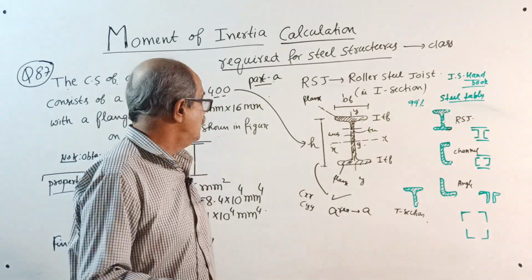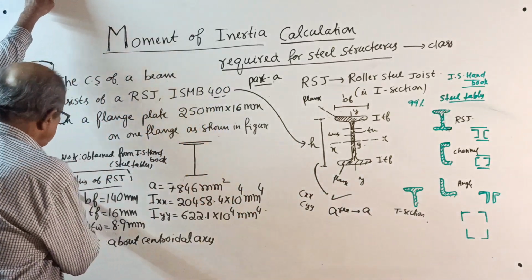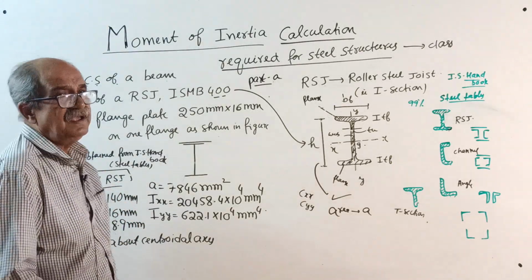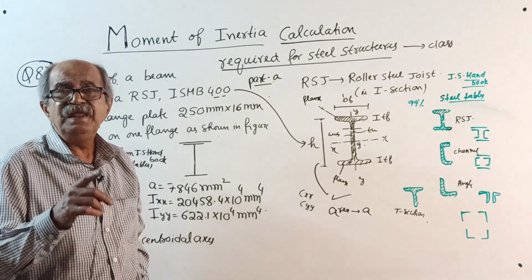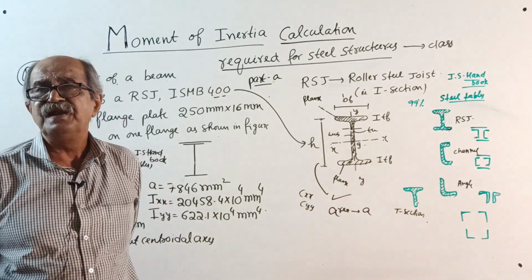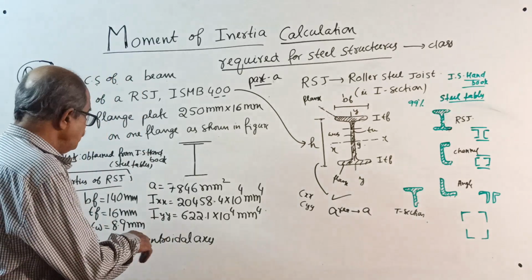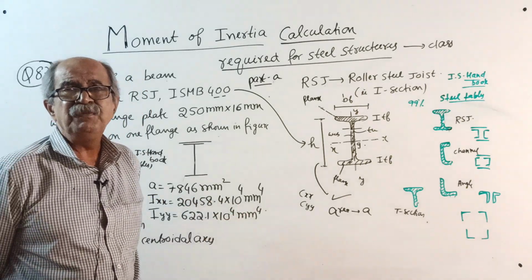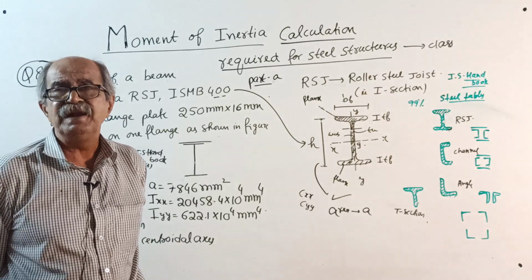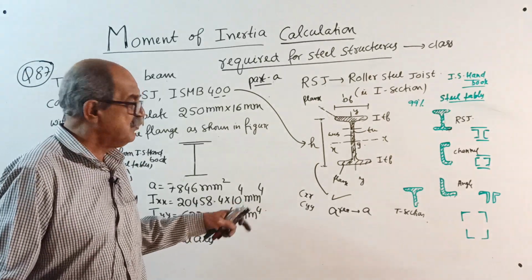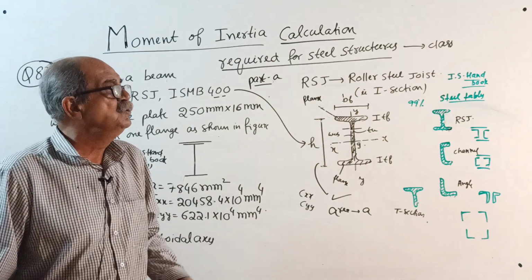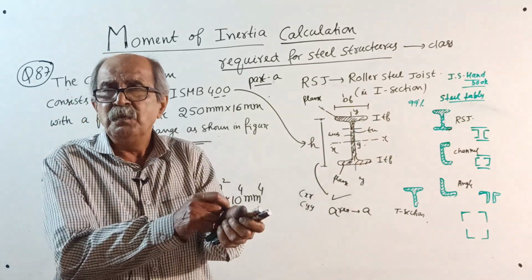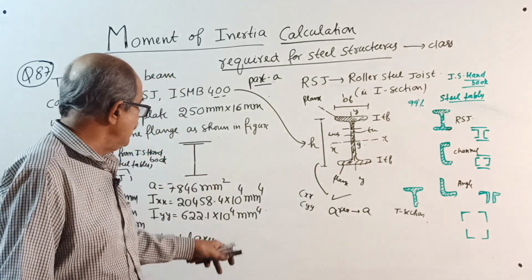Now my first question: properties of RSJ are given, and dimensions are given in millimeters. Area in the handbook is given in centimeter square, but I convert it to millimeter square. How? Multiply by 100. Moment of inertia is given in centimeter power 4, but we want millimeter power 4. I tell my students, read the moment of inertia from the handbook in centimeter power 4, multiply by 10 power 4, and write it in millimeter power 4.